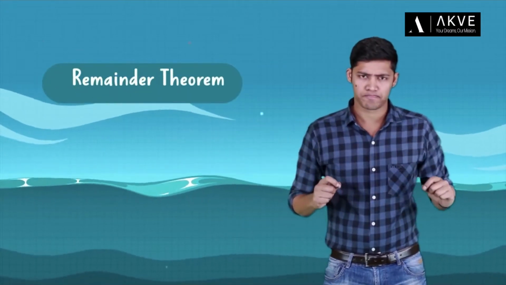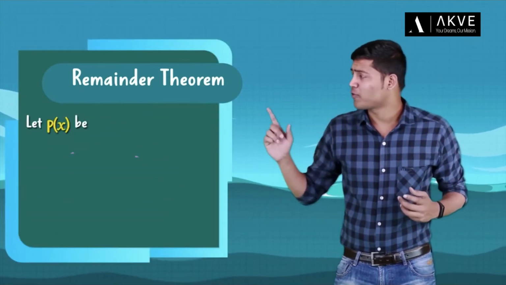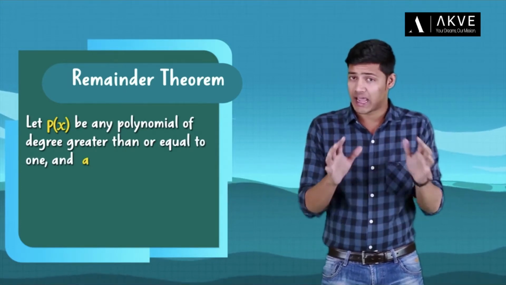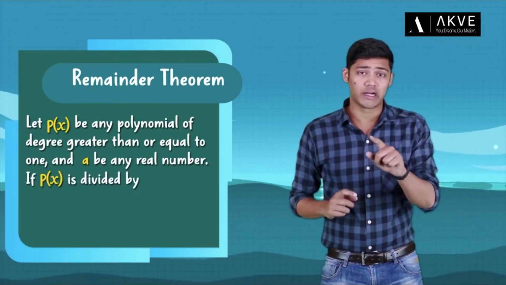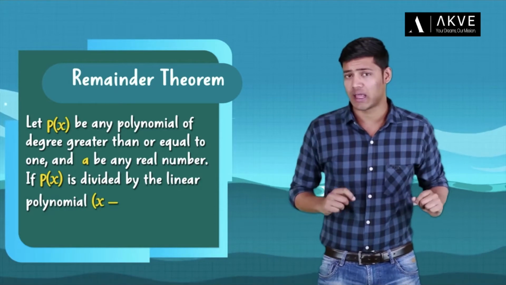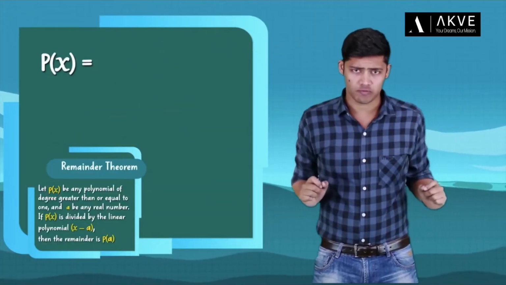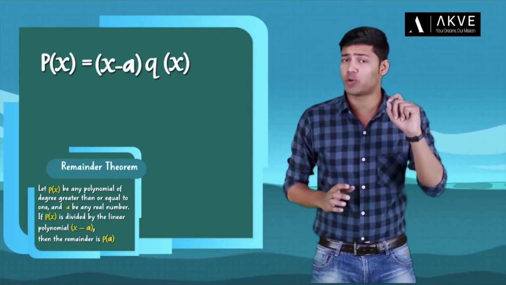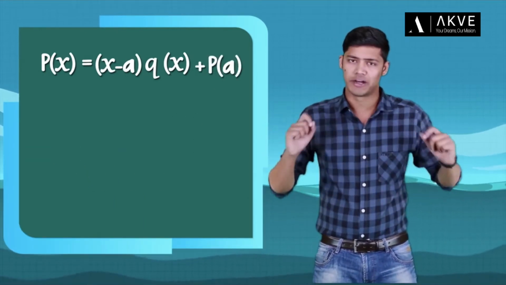Hello friends, in our last video we learned about the remainder theorem. Before we start today's topic, let's revise it. So let p of x be any polynomial of degree greater than or equal to 1 and a be any real number. If the polynomial p of x is divided by the linear polynomial x minus a, then the remainder is p of a. So p of x is equal to x minus a multiplied by q of x, where q of x is the quotient, plus p of a, since p of a is the remainder.